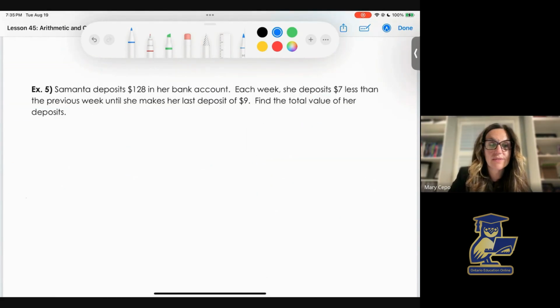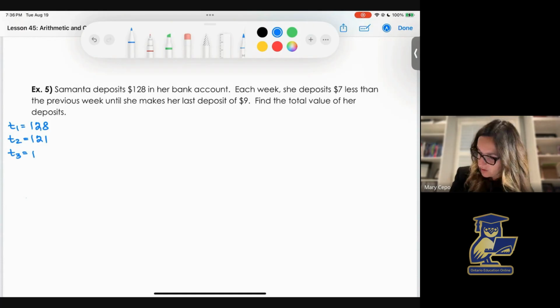Looking at example 5, we have Samantha deposits $128 into her bank account. Each week, she deposits $7 less than the previous week until she makes her last deposit of $9. Find the total value of her deposits. So we know her first deposit, so t sub 1 is equal to 128. She deposits $7 less each week, so 128 minus 7 is 121. The third deposit is less 7, which is 114. And she keeps going until we get t sub n, which is equal to 9.